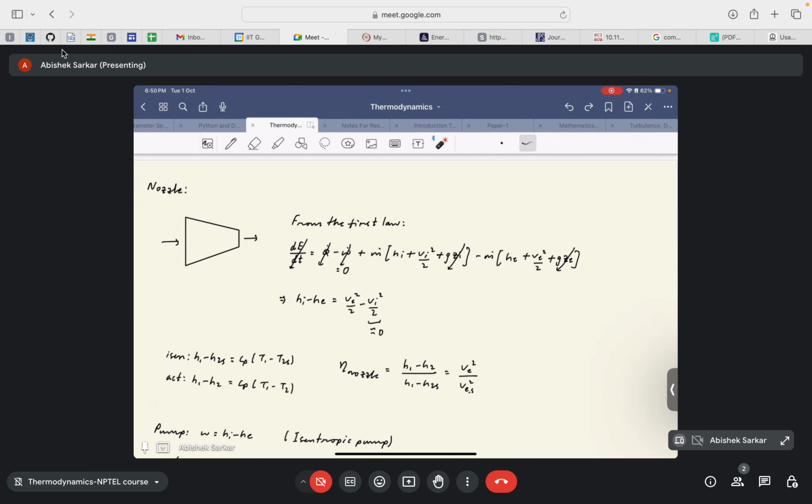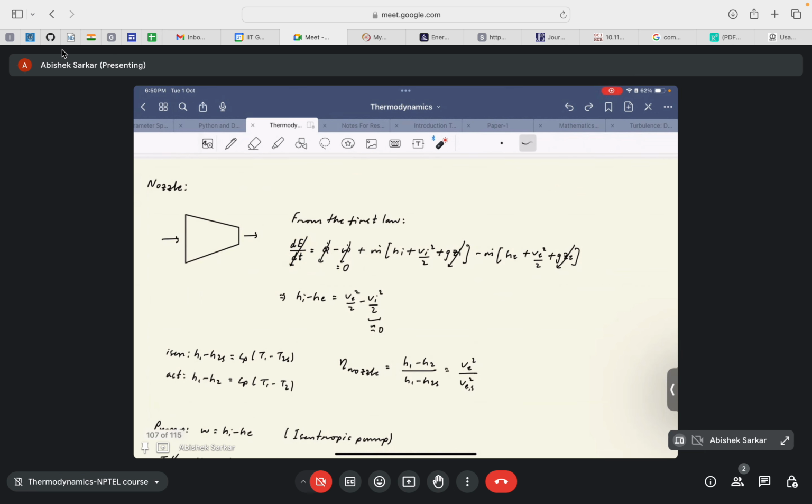Now if we consider steady state, then d by dt will be equal to 0. Net work interaction is also 0, since there is no work produced in the case of a nozzle. Similarly, if we consider it to be insulated, then there is no heat interaction. Then again we can consider the entire process through a nozzle as an isentropic process. If we simplify it a bit further, we have hi minus he equal to ve square minus vi square by 2. If we consider the inlet and exit to be at the same datum or height level, the potential energy terms cancel out.